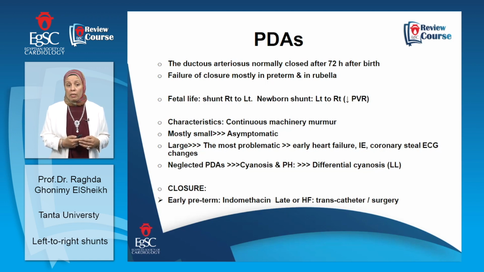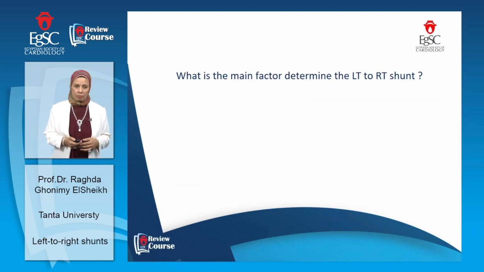The closure can be done medically in the preterm baby using indomethacin. After that, if the patient is in heart failure, we can send them as early as possible for surgical closure. But if the baby can tolerate 4 to 6 months, we can go for transcatheter closure.